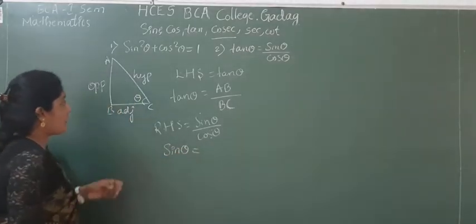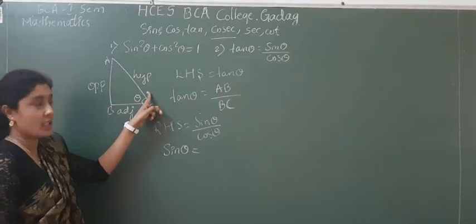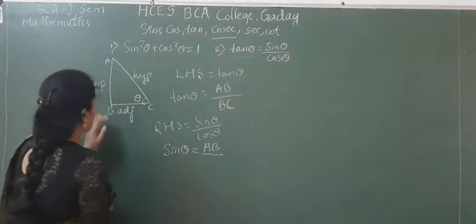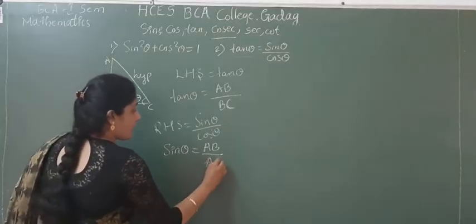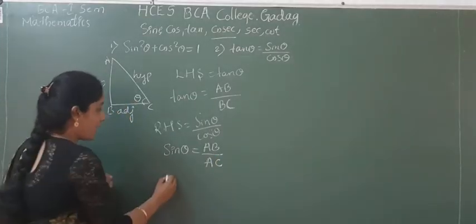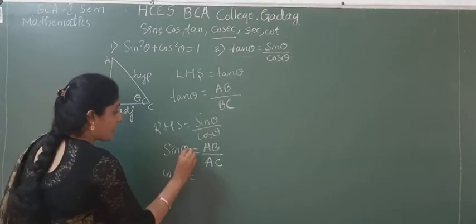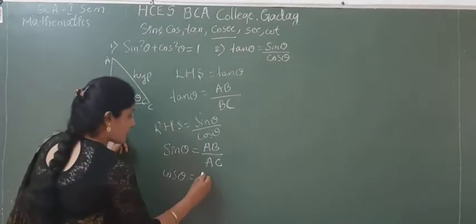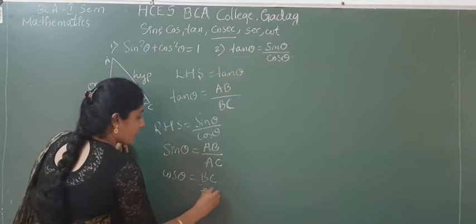What is sin theta? Opposite divided by hypotenuse. So, opposite is AB divided by hypotenuse is AC. Okay. Next, cos theta. What is cos theta? Adjacent divided by hypotenuse. So, BC divided by AC.